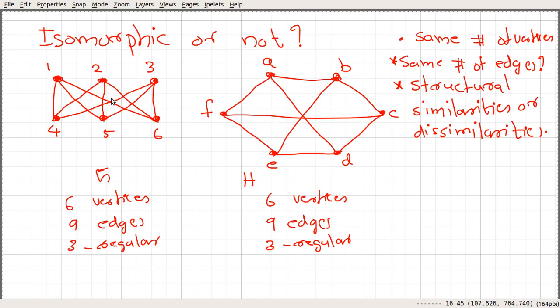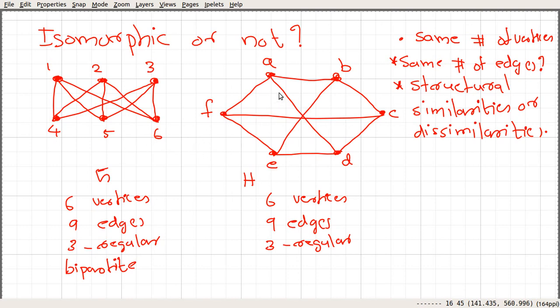Okay, and again we can see that if you look at this particular graph, this graph is a bipartite graph. So what we could do is put the vertices 1, 2 and 3 into one partition and 4, 5 and 6 into a different partition. Okay, so this graph is a bipartite graph. If this is not a bipartite graph, then we can surely say that these two graphs are not isomorphic.